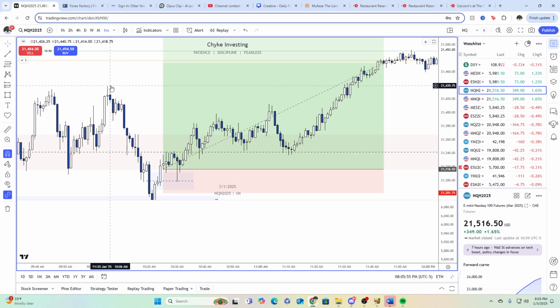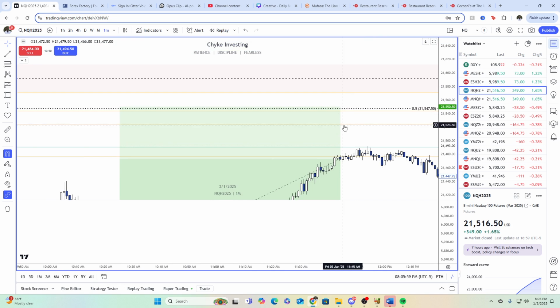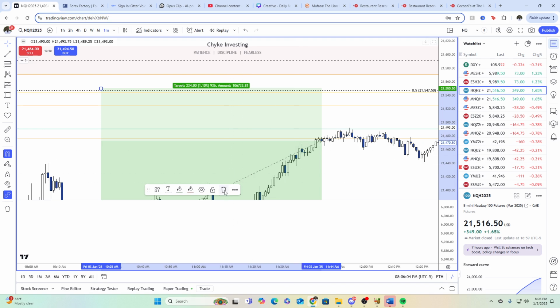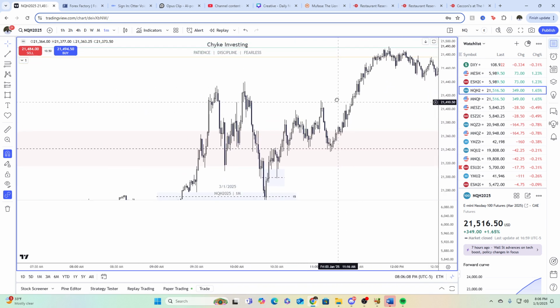Once we get above here, taking my first partial. It gets to the previous day high, taking another partial. Then taking out a couple more partials at these highs, and then ultimately stopping at the equilibrium level over there. So that is the best 22 model that I would have seen today. Now let's say you missed that one.